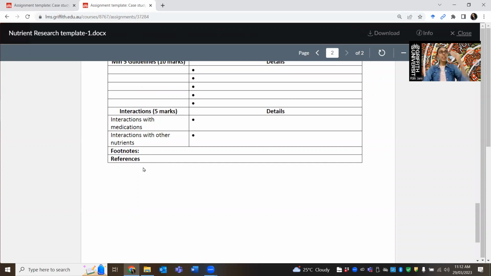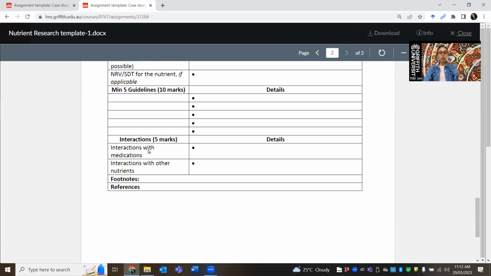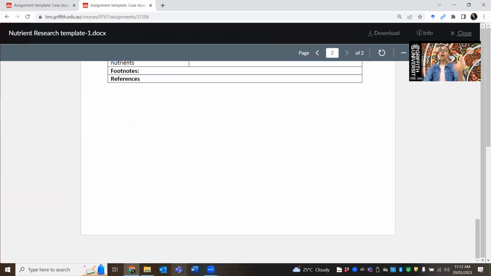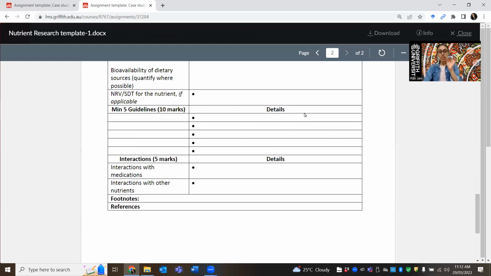Your page count is restricted to 2 pages. So this is your page number 1, and then you can have 1 more page. Your footnotes and references do not need to be in those 2 pages. The content, the science, should fit into 2 pages. You may have a 3rd or 4th page filled with references and footnotes, completely fine. Make sense? Okay. Now let's go through each of these little sections in detail.